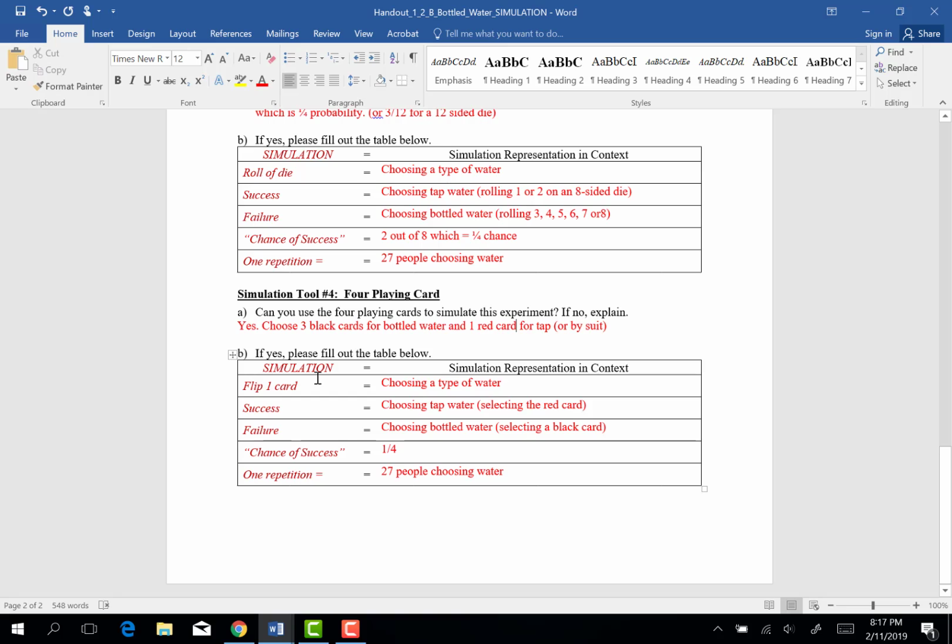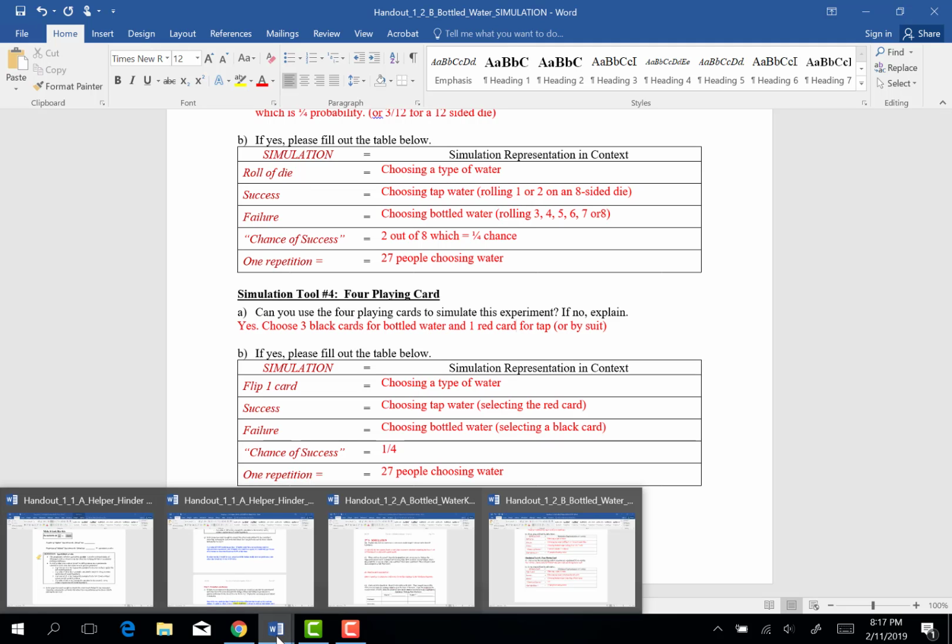So flipping a card will be choosing a type of water, and if it's tap water, it will be selecting the red card. If it's a black card, that will be as if you chose bottled water. Again, we're trying to randomize the experiment. We're trying to assume that things are happening at random. And that's why this simulates the null hypothesis, that things are happening at random.